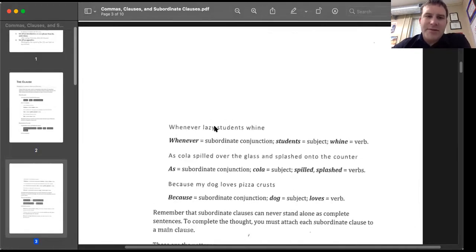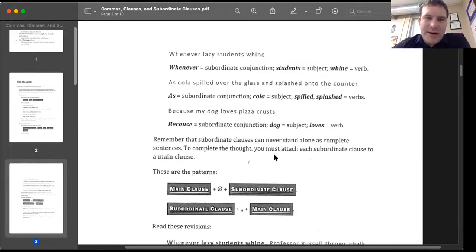So whenever lazy students whine, that's not a complete thought. We have to finish the thought. Whenever lazy students whine, we need to finish the thought. As cola spilled over the glass and splashed on my counter, what happened next? Because my dog loves pizza. Each of those clauses are sentences, technically, because they have a subject and a verb. The addition of the subordinating conjunction makes it dependent on another sentence to make sense.